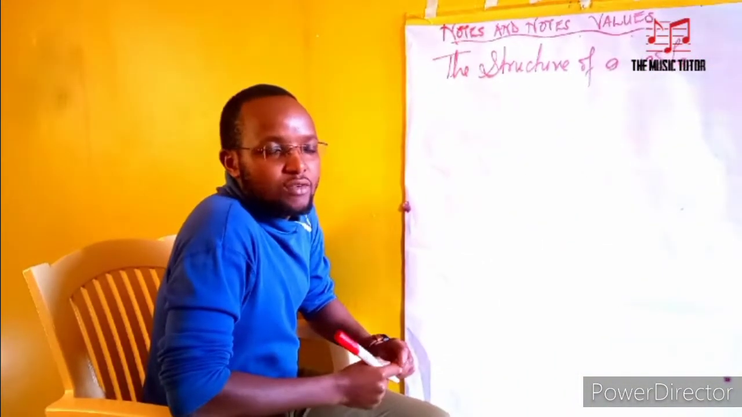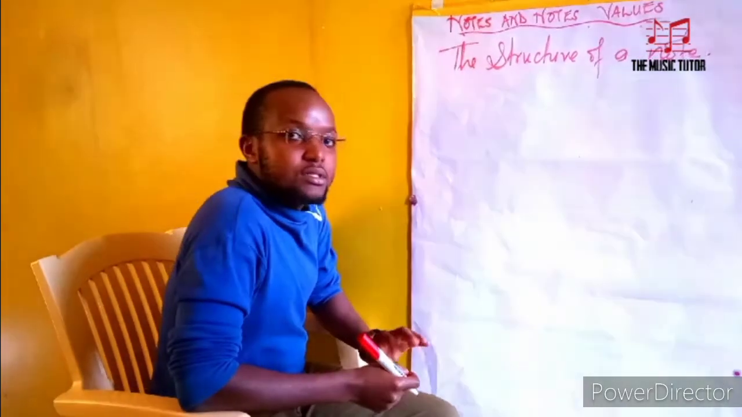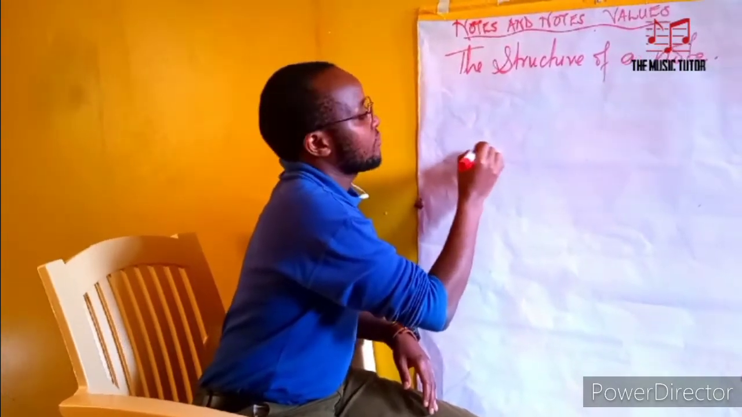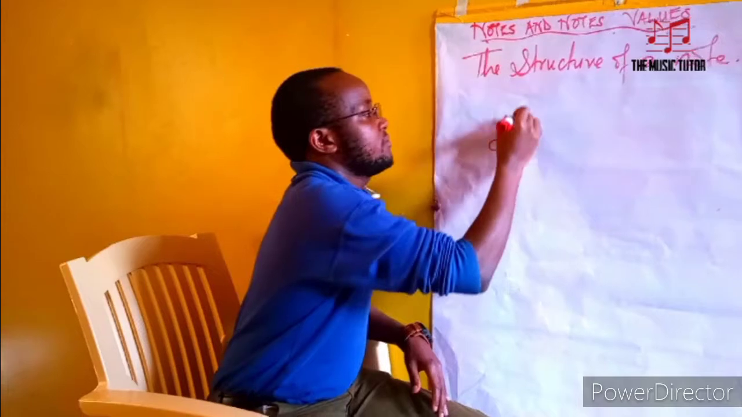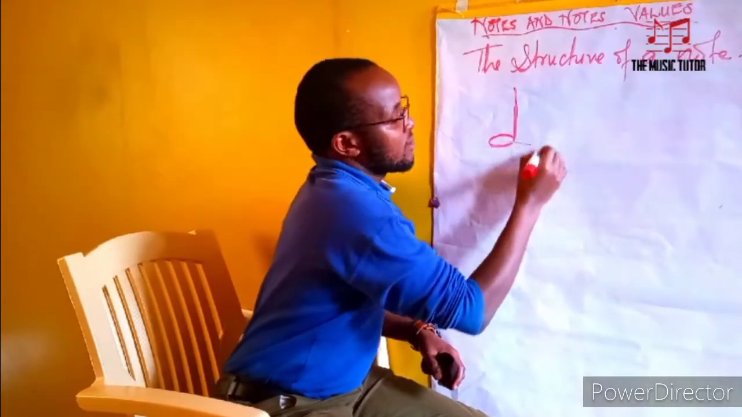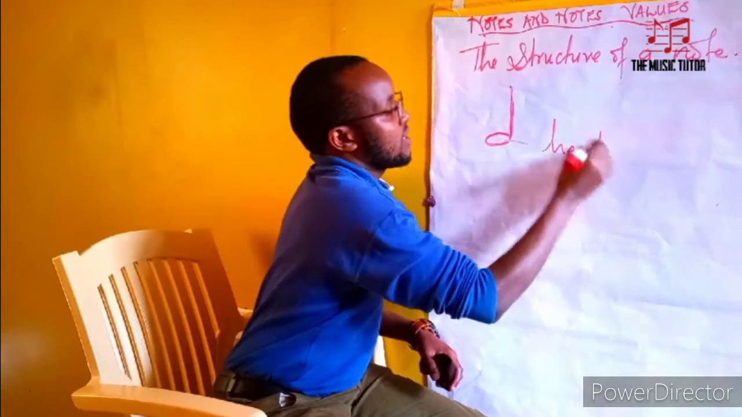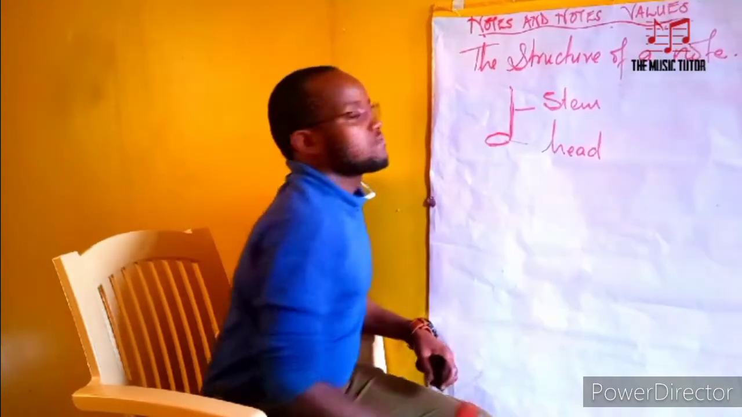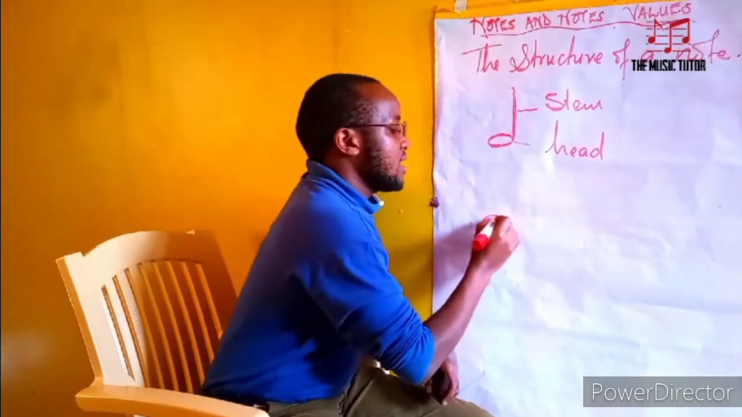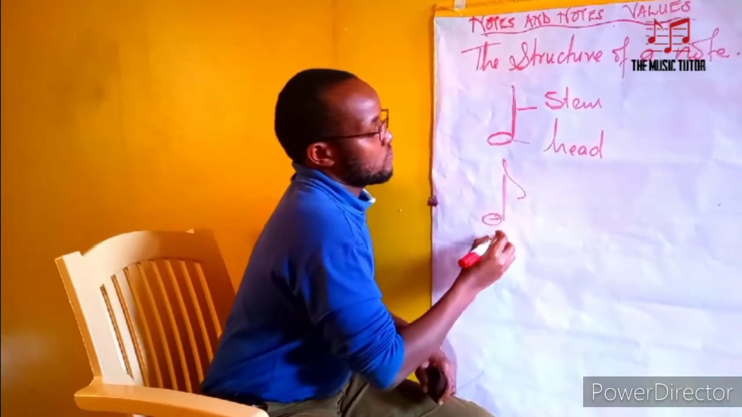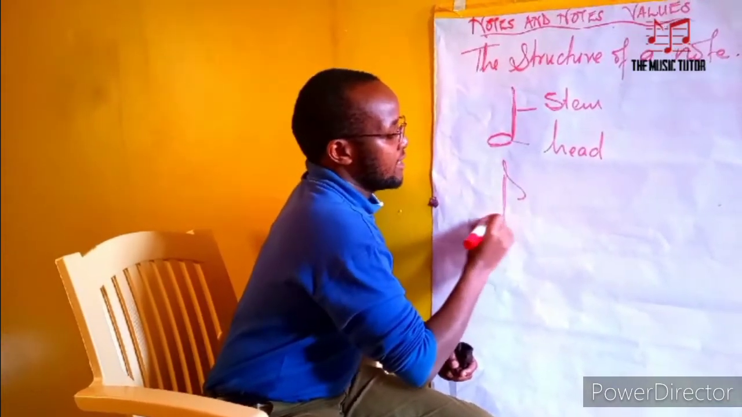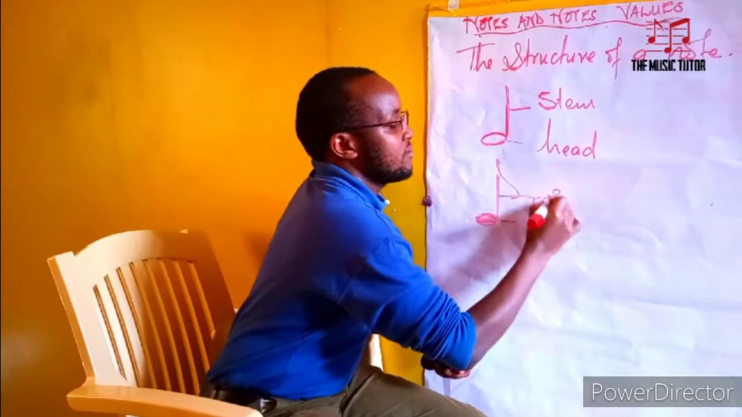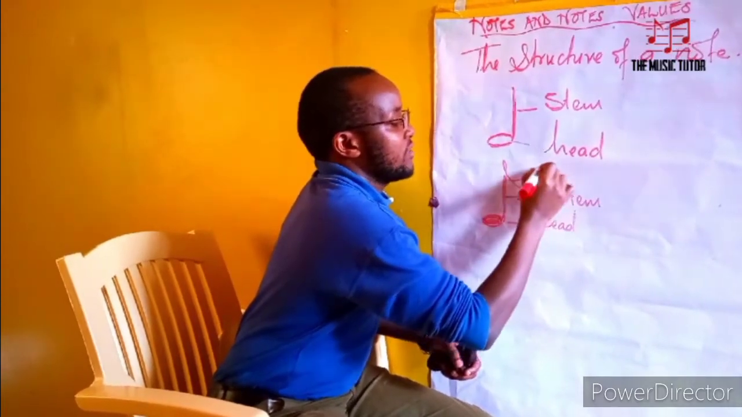Let us learn the structure of a note. A note has three parts. A note has a head, it has a stem. This is called the head. This is called the stem. This other note has a head, has a stem, and a flag.